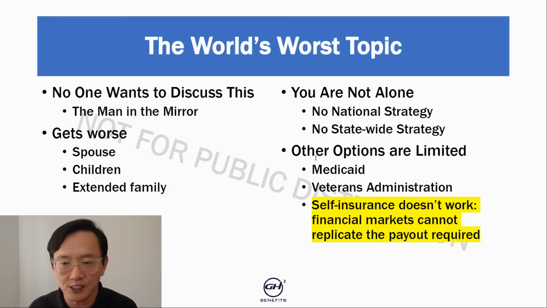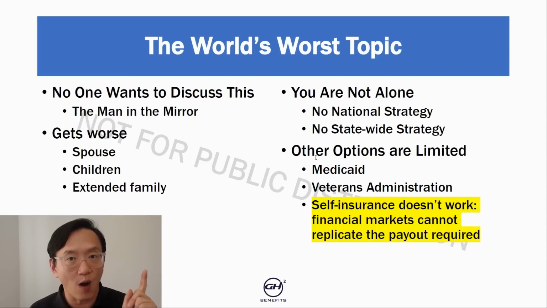Last thing, I'm just going to say it, quite bluntly, self-insurance probably doesn't work. And the reason is financial markets cannot replicate the payout required at the time that you need it. Because this is relying on a combination of you requiring extra money immediately because you require long-term care. Are markets cooperating right at that moment?